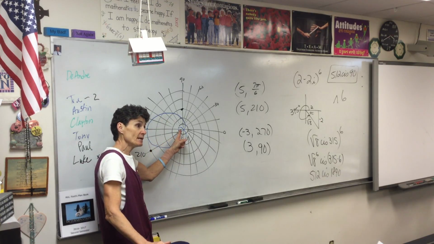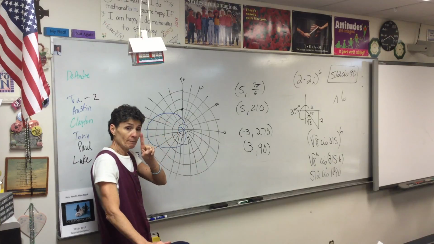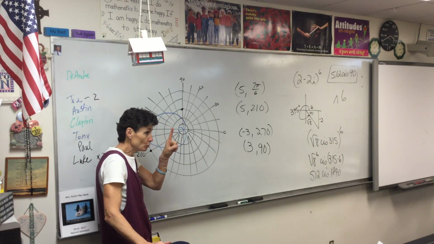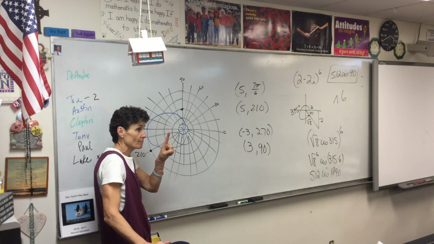See the little loop in here? It's 1 big. You've got to have that little loop in there being 1 big.